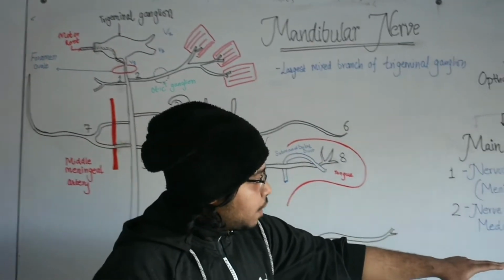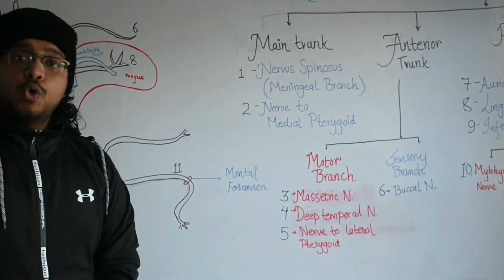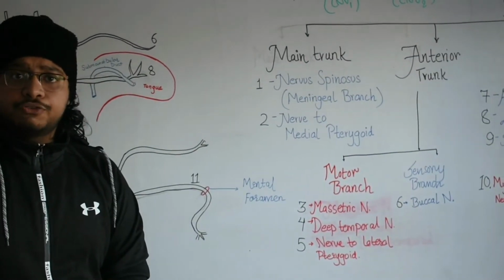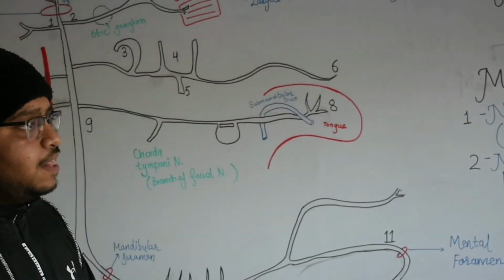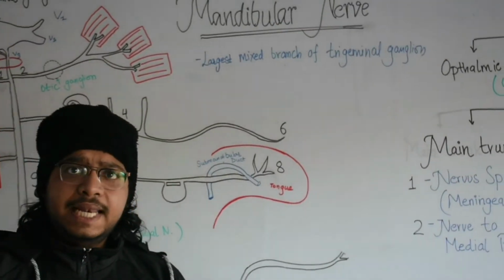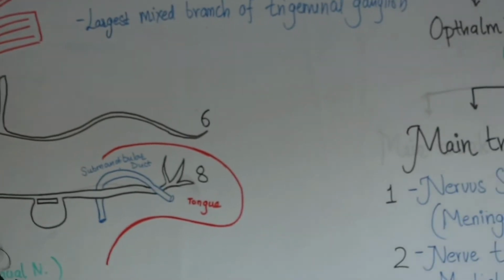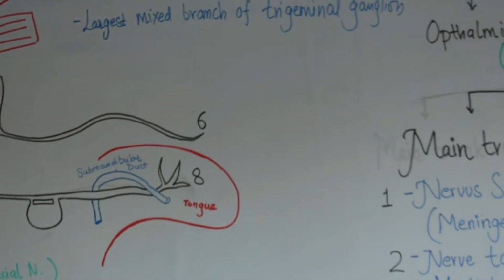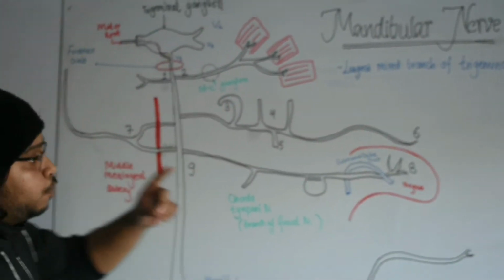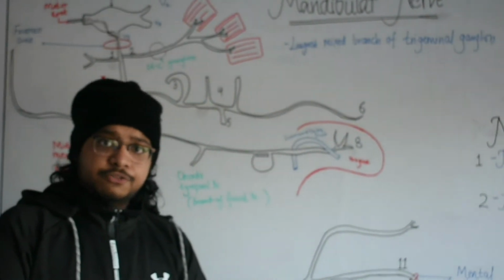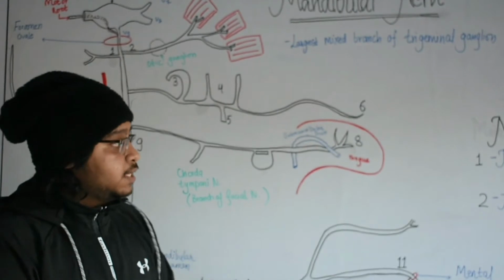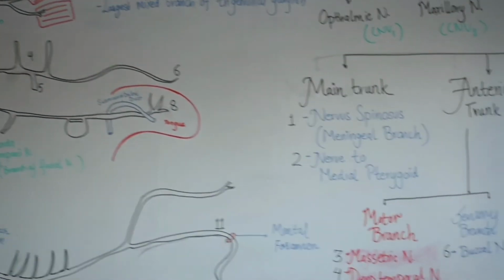Now, we'll talk about the buccal nerve, which is the only sensory branch of the anterior division of the mandibular nerve. The buccal nerve supplies the labial aspect of the gums and the teeth and also the cheeks. Now, let's see the posterior trunk. We are going to talk about auriculotemporal nerve, the lingual nerve and the inferior alveolar nerve.